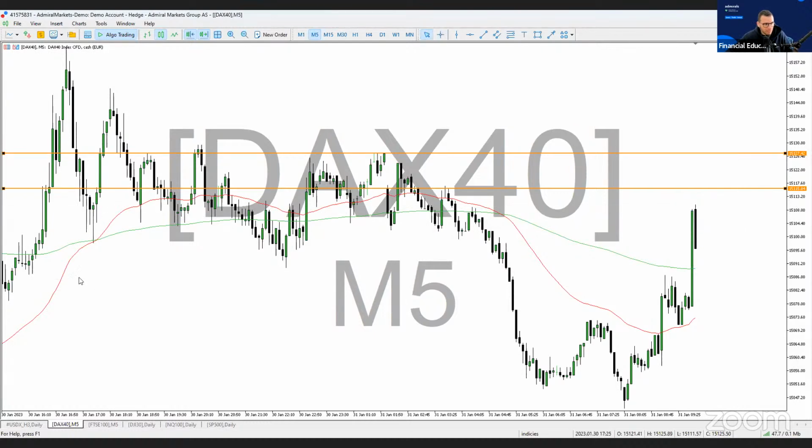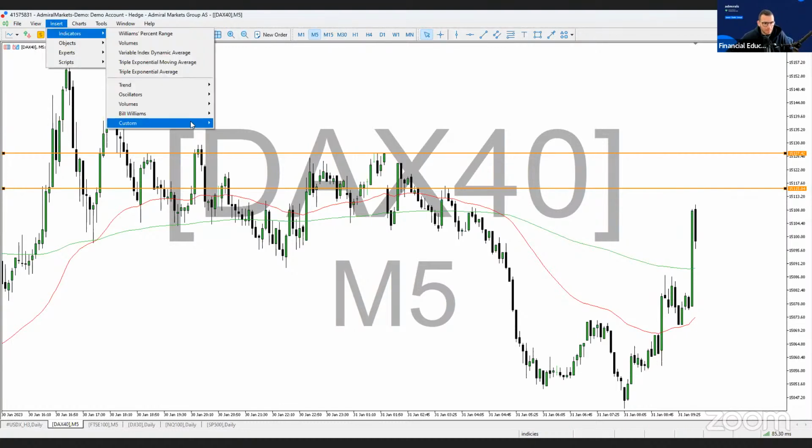Where can we get the volume, David? The simplest way to do it on MT5 to get the volume in ticks. That's the volumes we get on MT5. We go insert indicators.